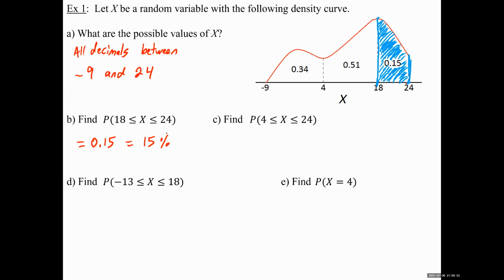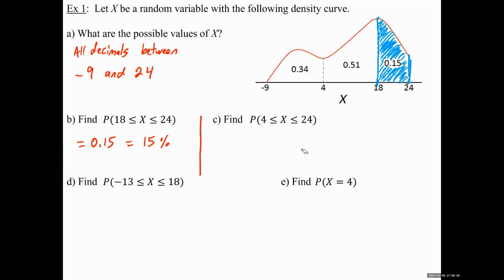Okay, that's part B. Let's go to part C. Again, there's a bag of numbers somewhere. And I'm saying, if you were to put your hand in the bag and draw a number out, what's the probability that the number you get is between 4 and 24? What's the probability you end up with a number between 4 and 24? That's what I'm asking.